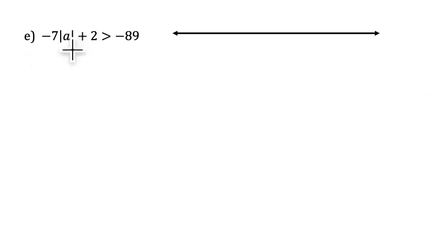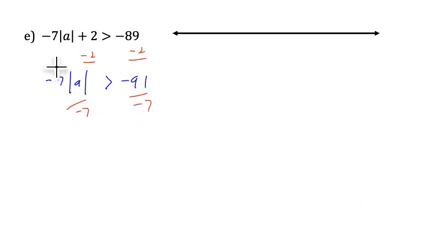So here we do not have our absolute value by itself. So the first thing we need to do is get that absolute value by itself. So I'm going to subtract 2 on both sides. Then I'll divide both sides by -7. Now when we divide both sides by a negative number with inequalities, we need to switch the direction of that inequality. And -91 divided by -7 equals +13.